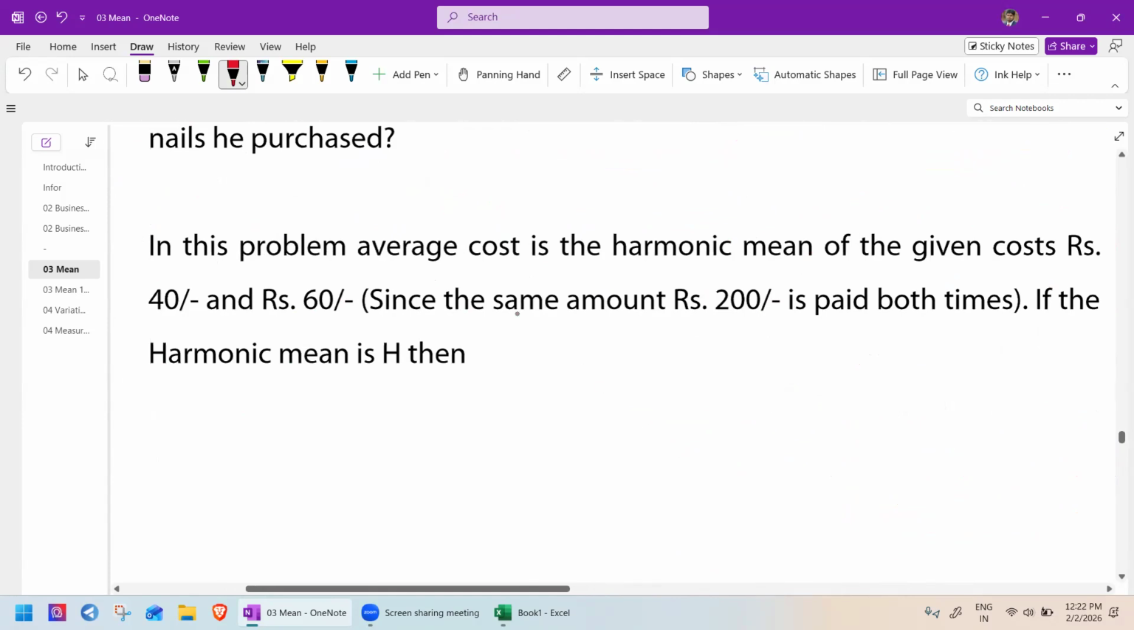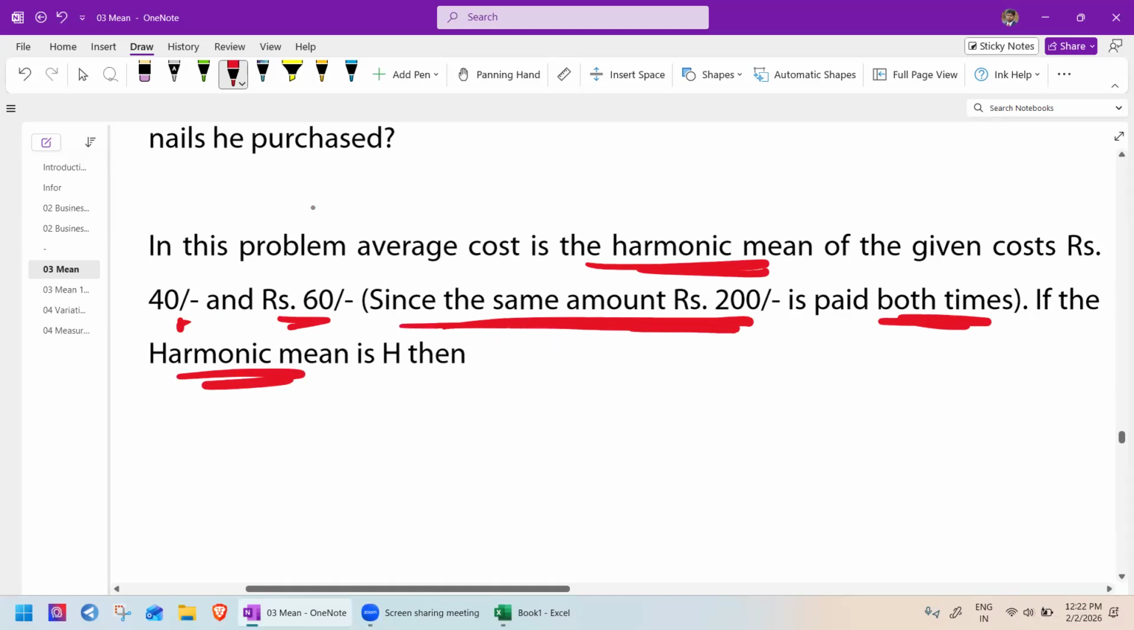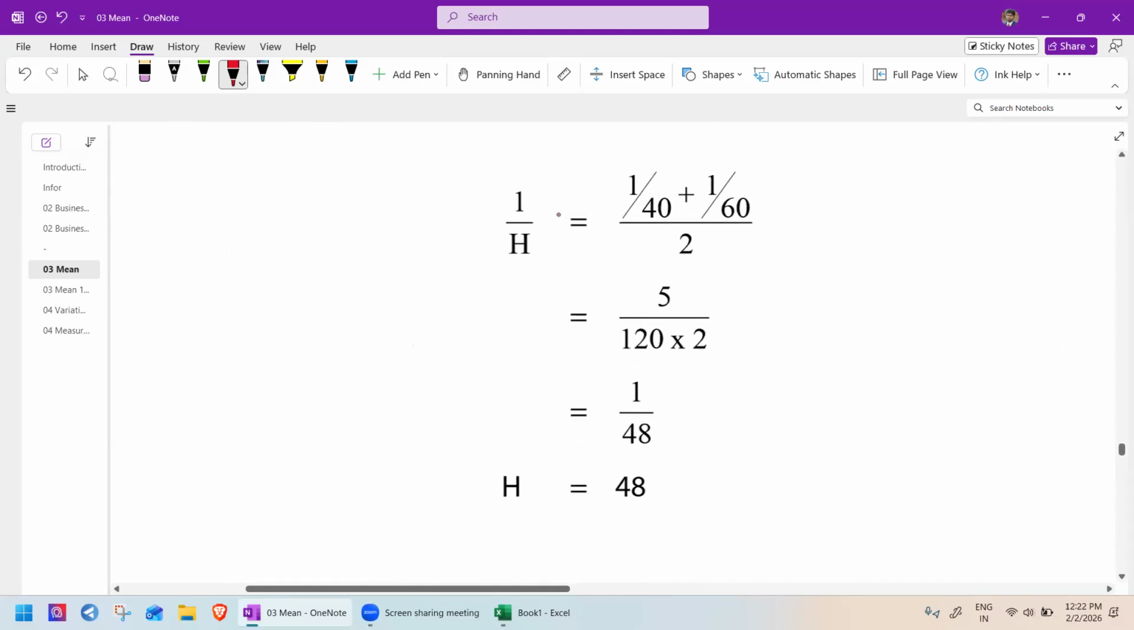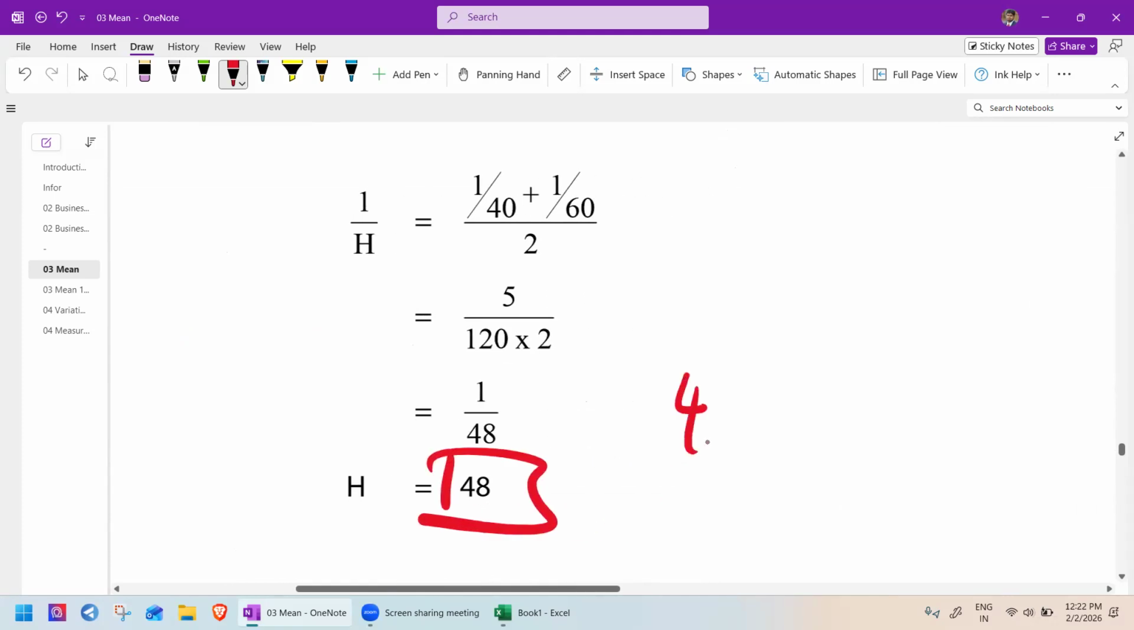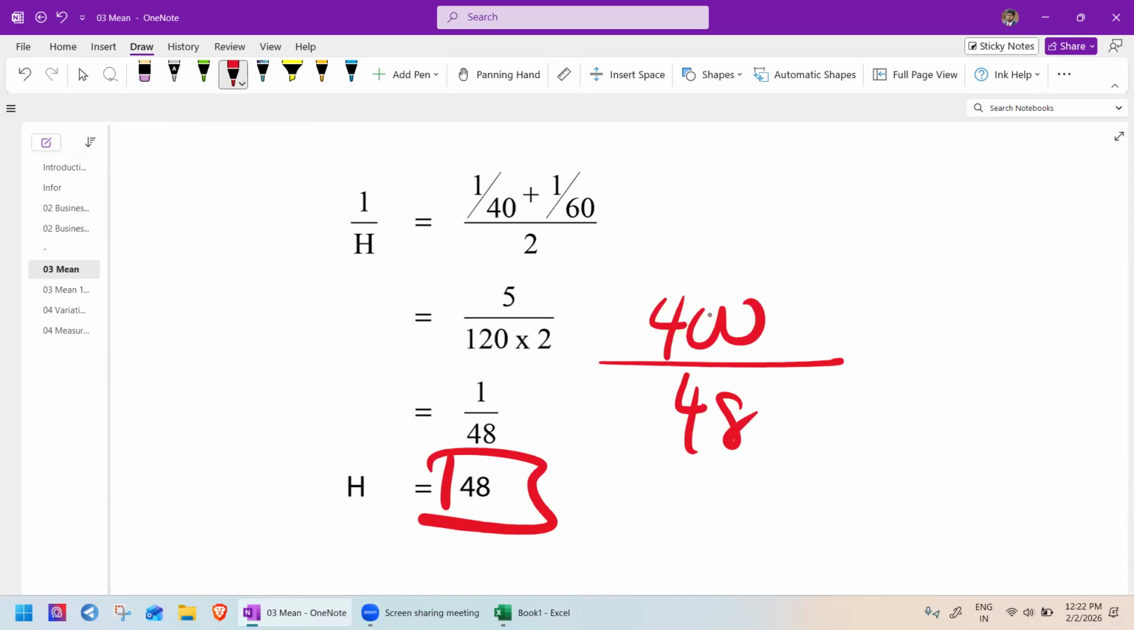In this problem, the average cost is the harmonic mean of the given rupees 40 and 60, since the same constant amount is paid for both items. If the harmonic mean is h, we get 1 over h equals the mean of 1 over 40 and 1 over 60, so the harmonic mean is 48. You see, 48. And how much did he spend? He spent 400.